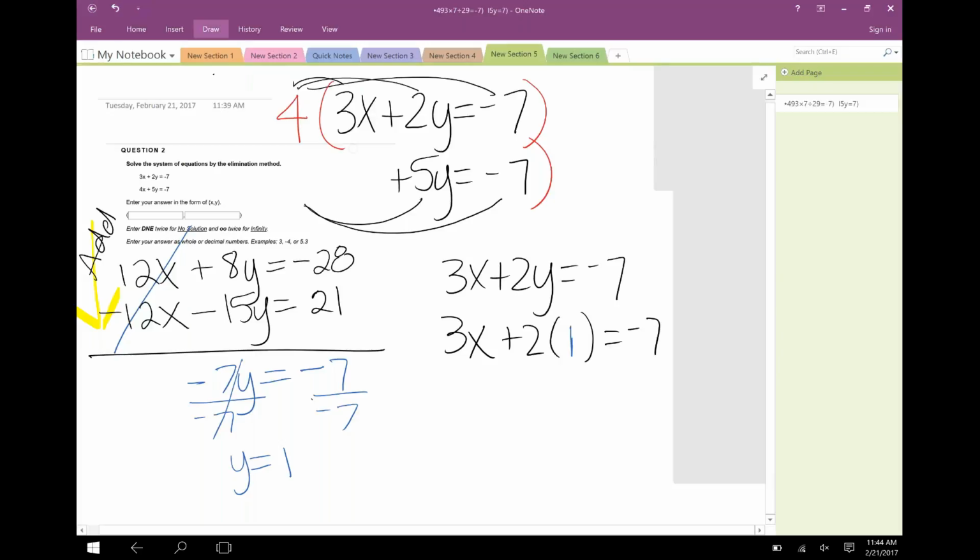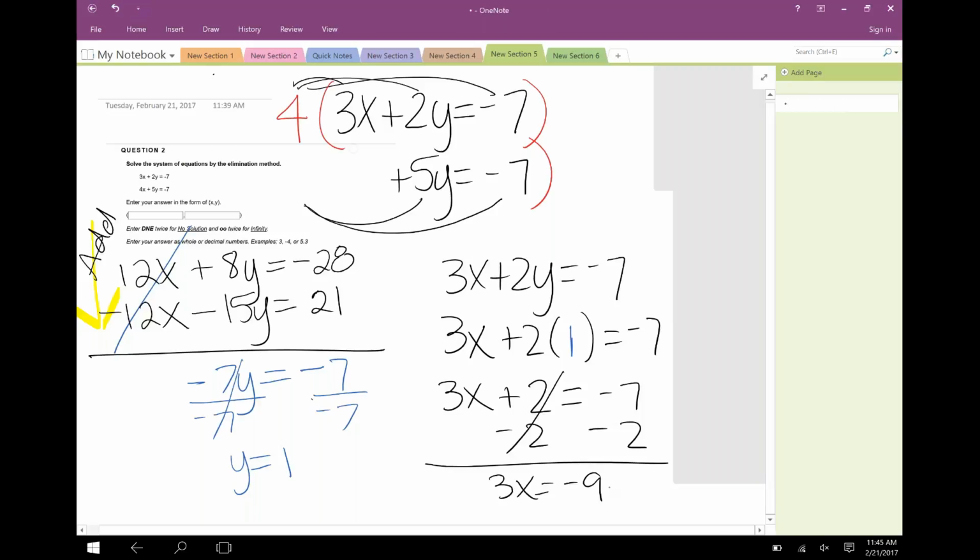And let's see what happens. So we have 3x plus 2 times 1 is 2 equals negative 7. And then I'm going to subtract 2 on both sides. So I'm solving for x. So I have 3x equals negative 9, divided by 3. So x equals negative 3, because negative 9 divided by 3 is negative 3.